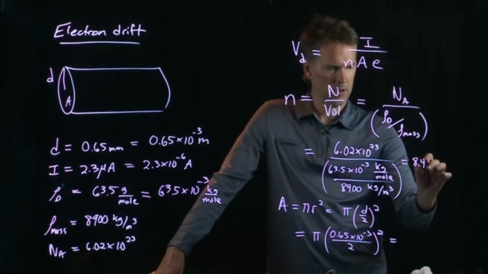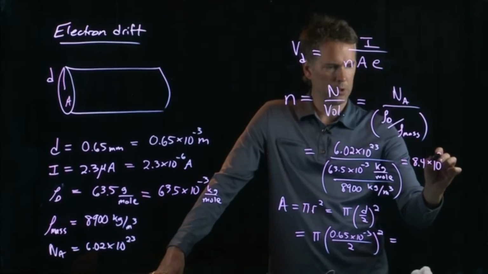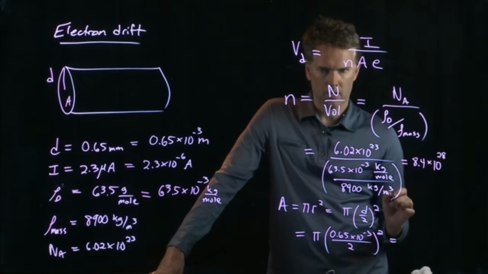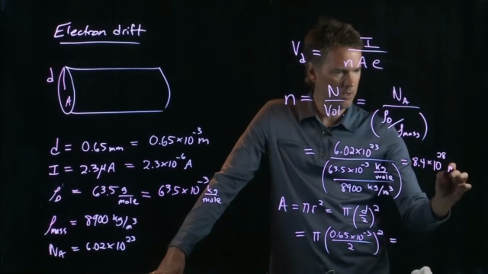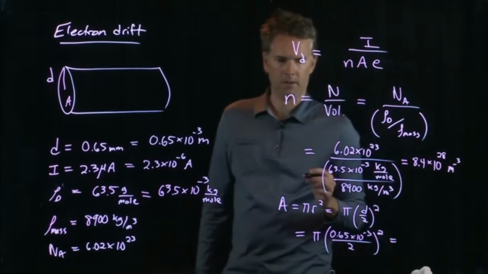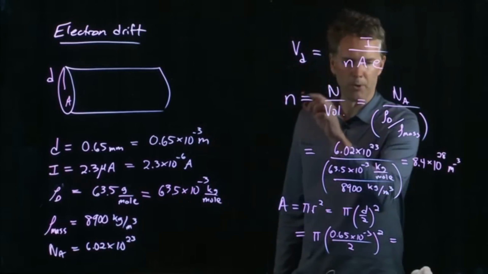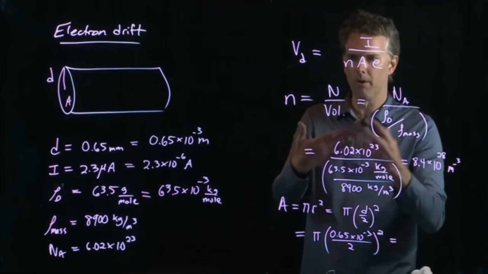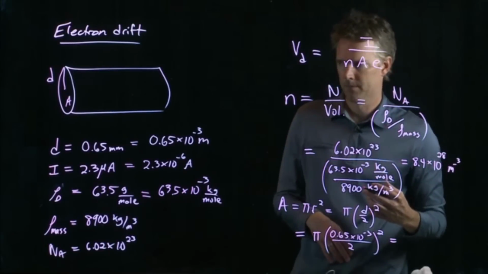8.4 times 10 to the 28. And the units are meters to the minus 3. Right? That's good because this is number density, so it should be number per volume. Okay.